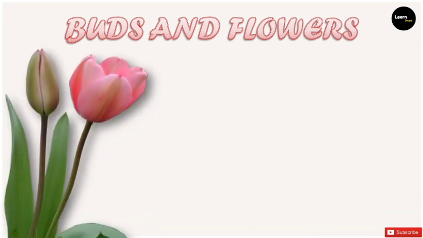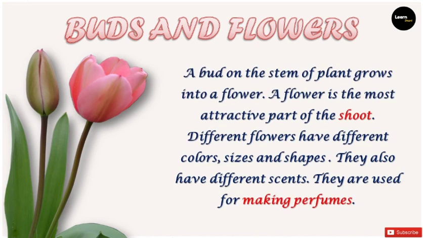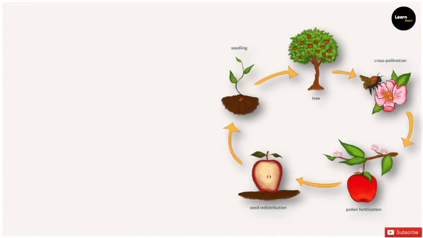Buds and flowers. How does a bud convert into a flower? A bud on the stem of a plant grows into a flower. A flower is the most attractive part of the shoot. Different flowers have different colors, sizes and shapes. They also have different scents. They are used for making perfumes.